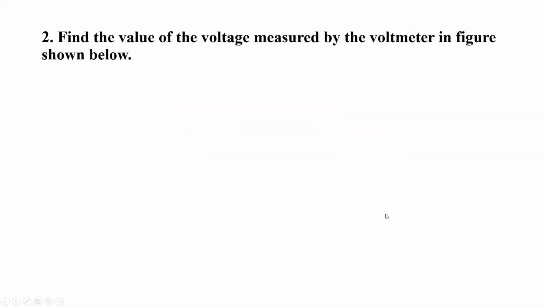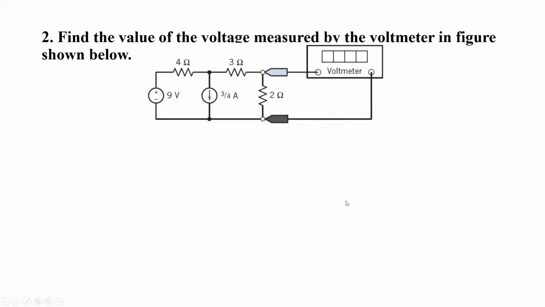Let's move to our second problem. Find the value of voltage measured by the voltmeter in the figure shown below. Here we have to calculate the voltage measured by this voltmeter. The voltmeter here measures the voltage across the 2 ohm resistor.